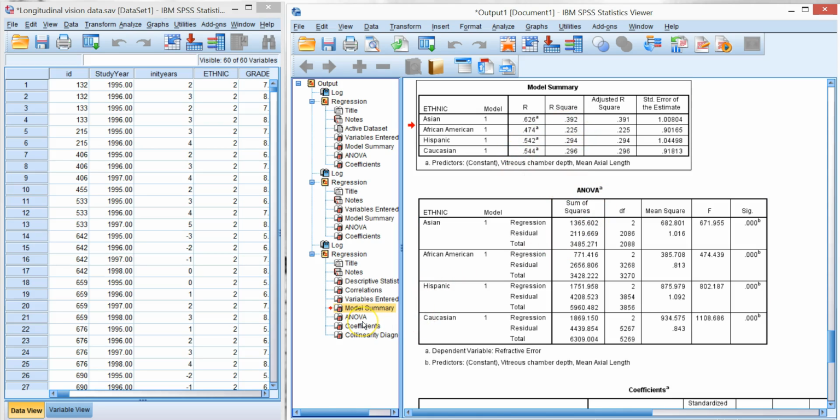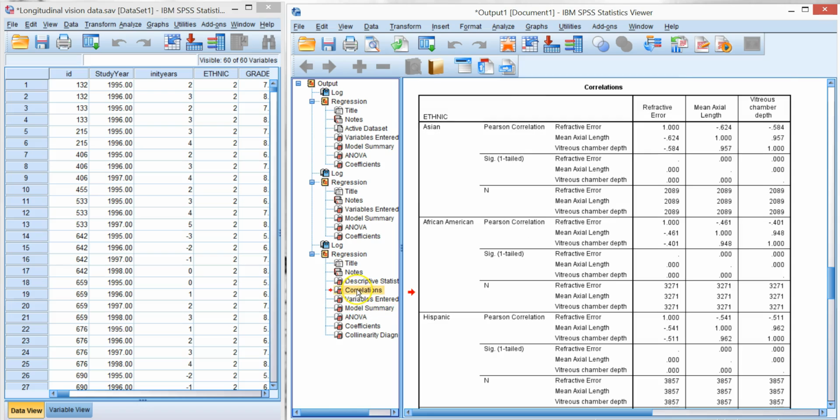So if we look at our descriptive statistics, our correlations, what do we notice? We notice that refractive error is correlated with mean axial length, minus 0.62, and vitreous chamber depth, 0.584. But here we go, vitreous chamber depth is correlated 0.957 with mean axial length. They're almost the same variable. And so we're not gaining anything by adding this other variable.